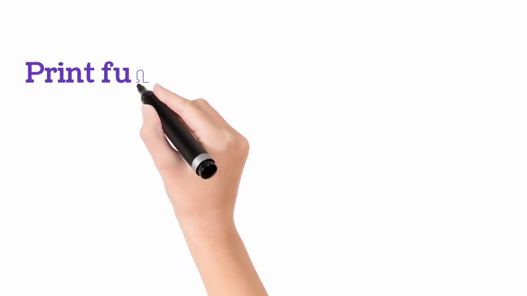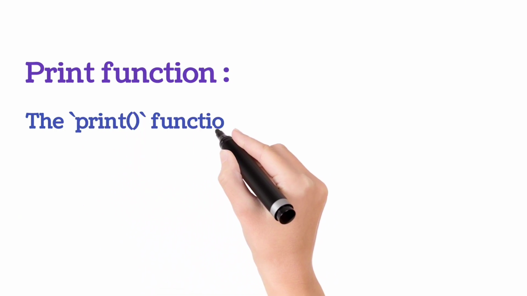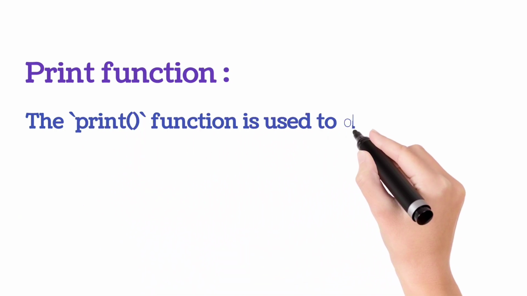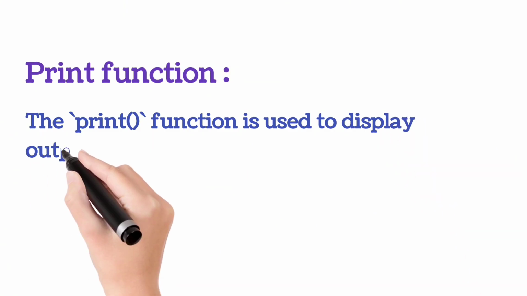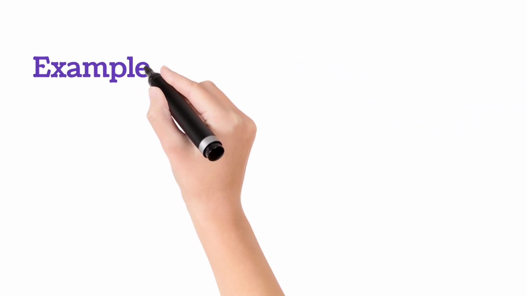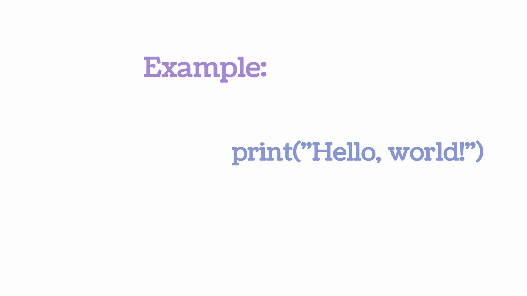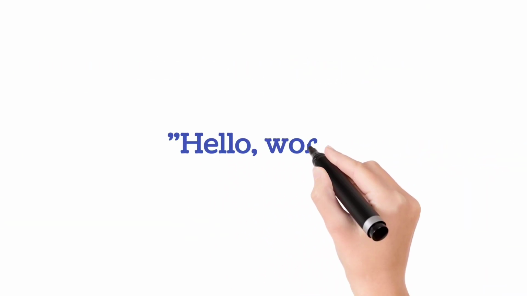Print function. The print function is used to display output on the screen. We can pass a string, a variable, or an expression to the print function to display its value. For example, print hello world. This code will print hello world on the screen.